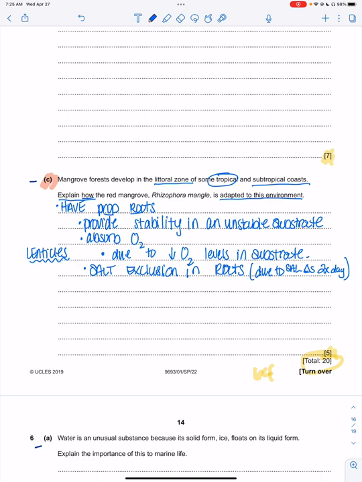Okay, so that's good for the prop roots. Oh shoot, no, they do have it there. The high salinity of the water. All right, we can talk about the other parts of them. There's your prop roots.